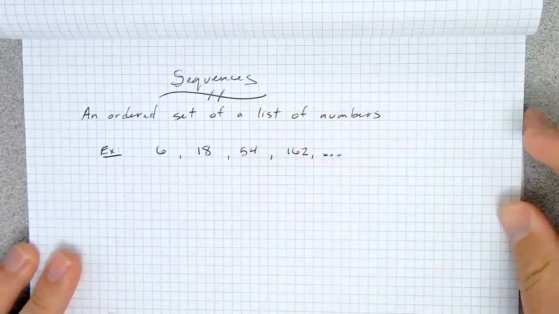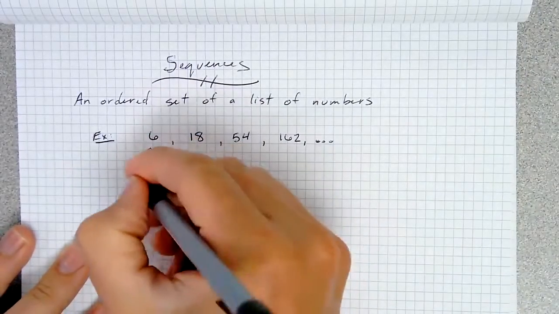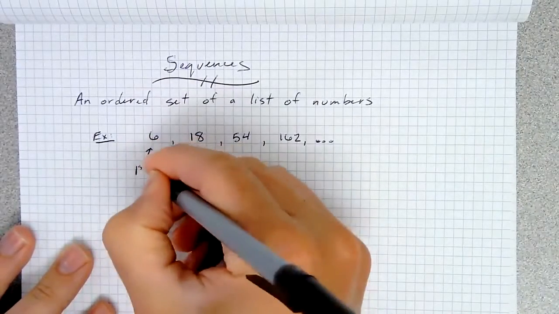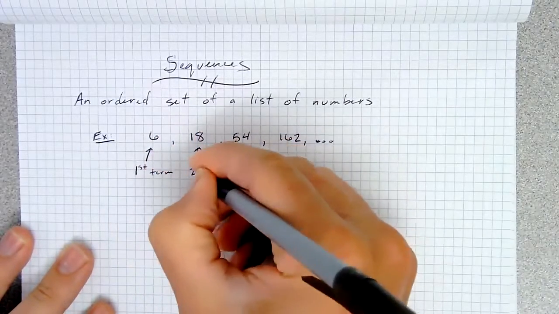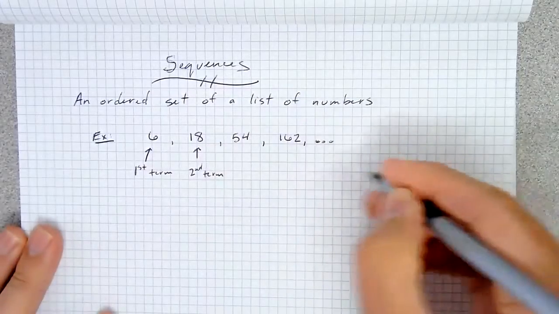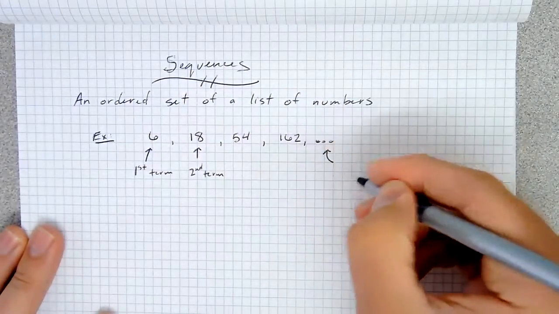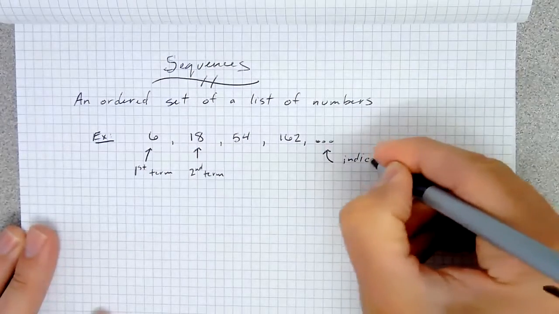So a sequence will look like this. We've got our first term, second term, third term, fourth term, so on and so forth. And you've got three dots, which indicates that the list continues.